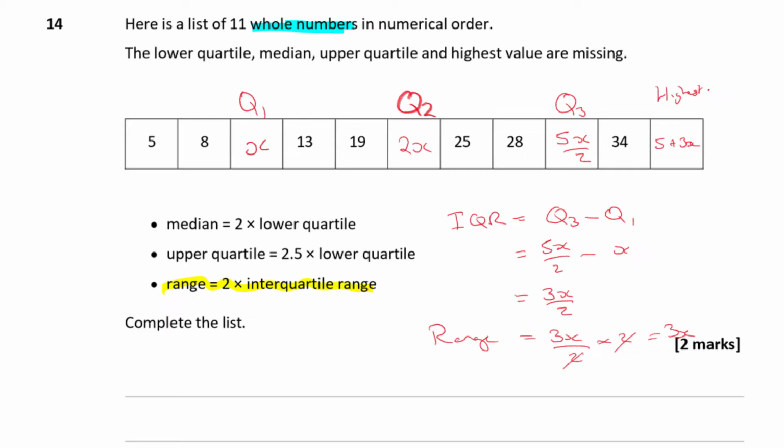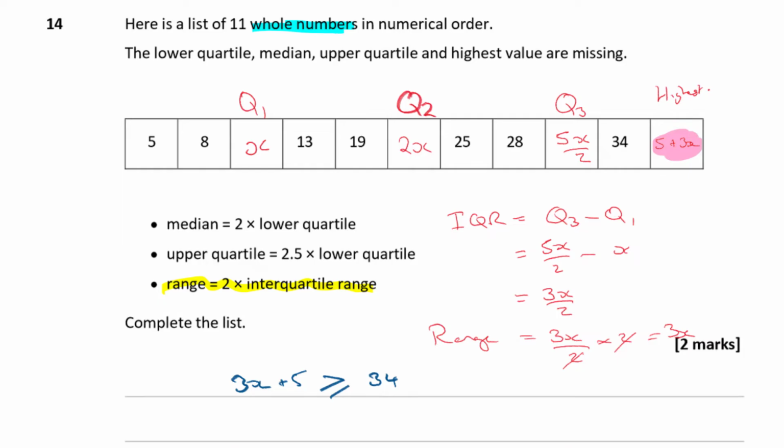We need to come up with some values of x that are going to actually work in this context then, aren't we? Okay, so let's have a look at the highest value to start with. The highest value is going to be the biggest number, isn't it? So this highest value up here is going to have to be at least as big, if not bigger, than the number next to it, 34, isn't it? It's going to have to be bigger than 34, or the same size as 34. So 3x plus 5, the highest number, is going to have to be greater than or equal to 34. Otherwise, it's not the highest number, is it?